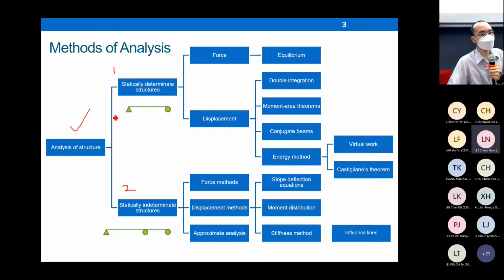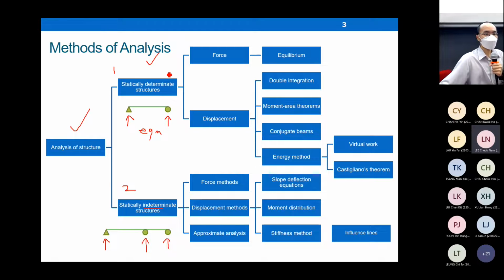Determinate means you can find out all the reactions directly using equilibrium equations. If you can find out all the results using equilibrium equations, that means it is a determinate structure. The number of unknown reactions is equal to the number of equations. Then what about indeterminate structures? Indeterminate structures mean you cannot find out the reactions simply using equilibrium. You need more equations. This is indeterminate structures.